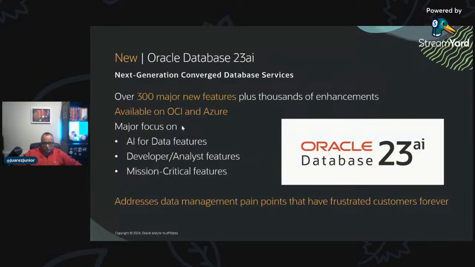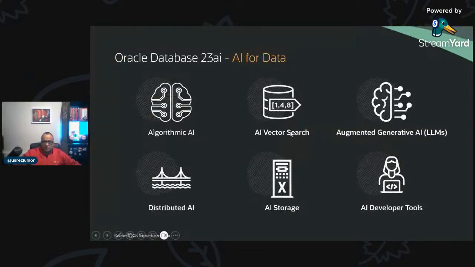We have over 300 major new features. Impossible for me to talk about them all this evening here, but I want to focus on the first pillar, AI for data features, because it has something called AI Vector Search. Okay, so the Oracle database is now effectively a vector database as well, including a new vector data type that you can use from plain SQL. Okay, there are some special functions that you can use to do things like similarity searches, with cosine and dot distance calculations.